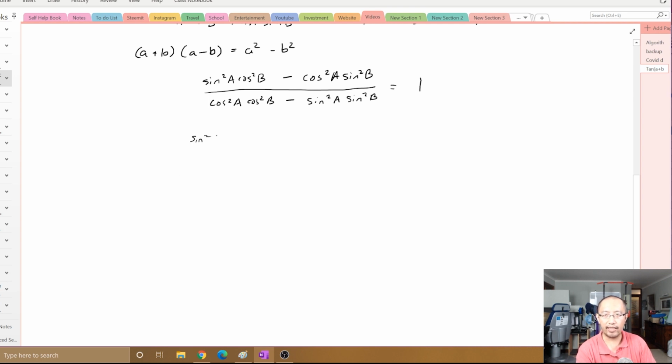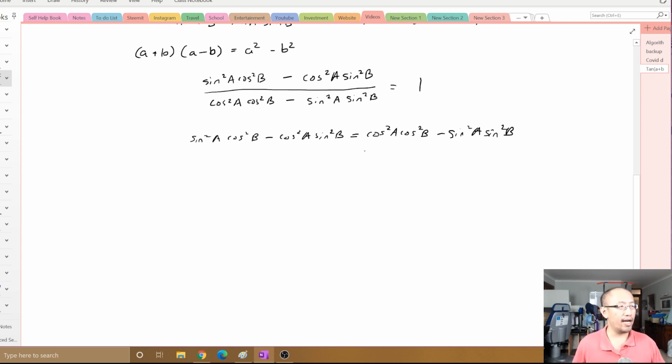So I have sine squared a cos squared b minus cos squared a sine squared b equals, I'm putting what's on the bottom on the other side. So it's cos squared a cos squared b minus sine squared a sine squared b. Okay, what's on the bottom is now on the other side, and I can simply try and simplify this. Very hard to simplify, but shouldn't be impossible.